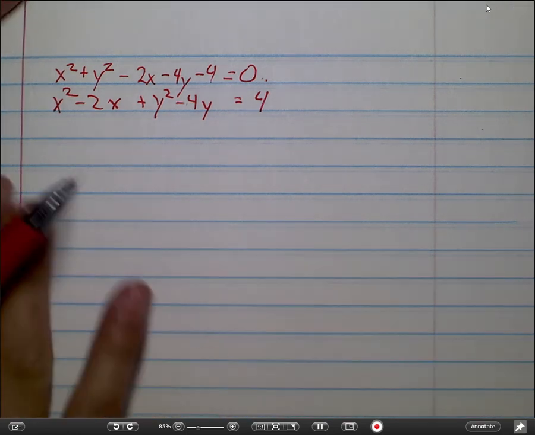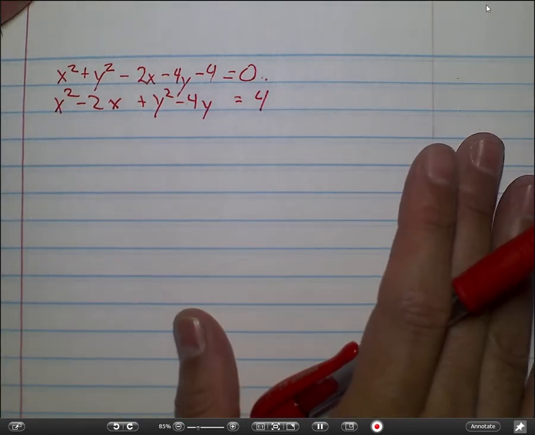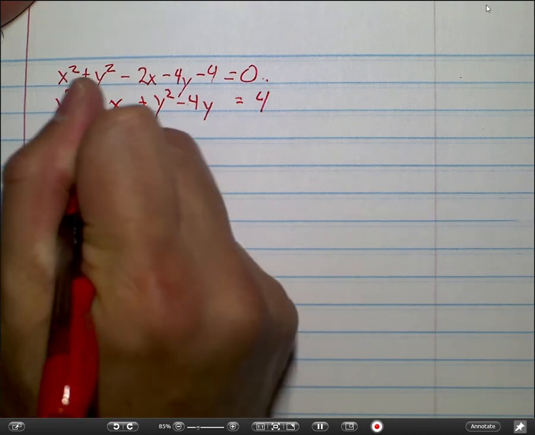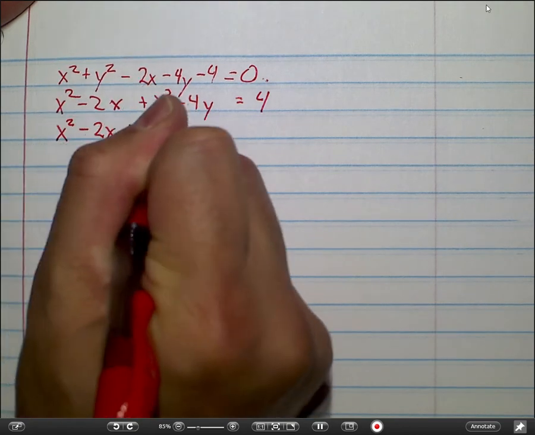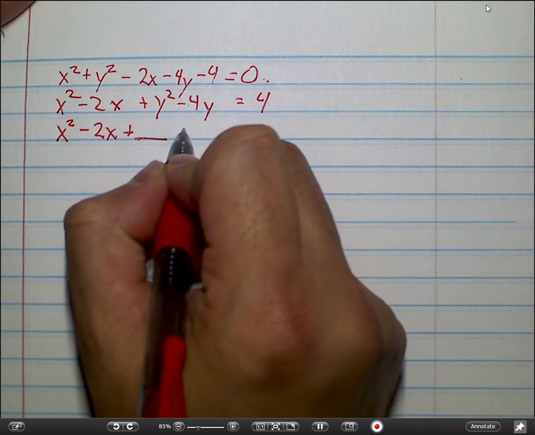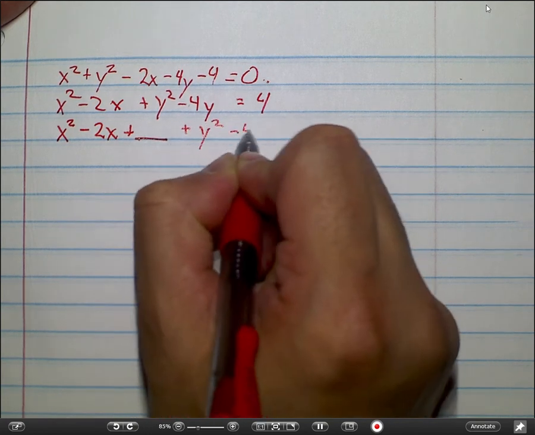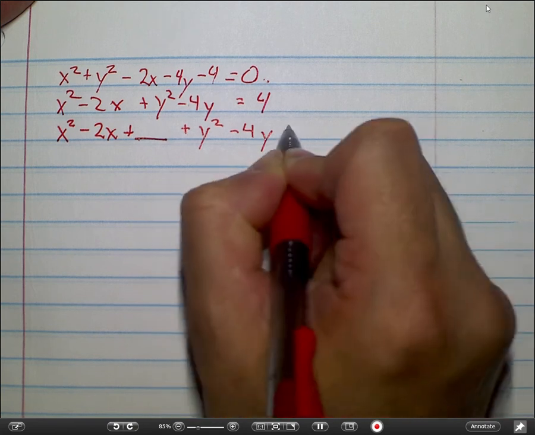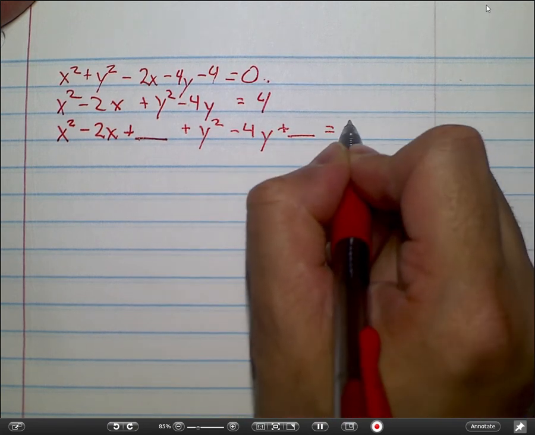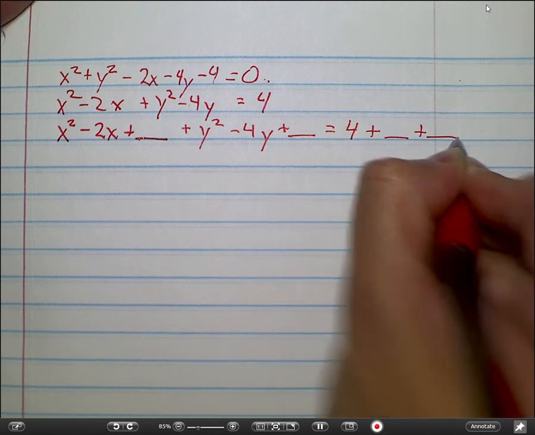Now, I'm going to rewrite this, and I'm going to put in a bunch of blanks, because that's what's needed here. So I'm going to go x squared minus 2x plus blank, then I'm going to have plus y squared minus 4y plus blank equals 4 plus blank plus blank.